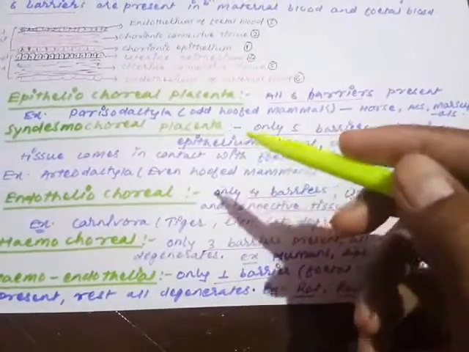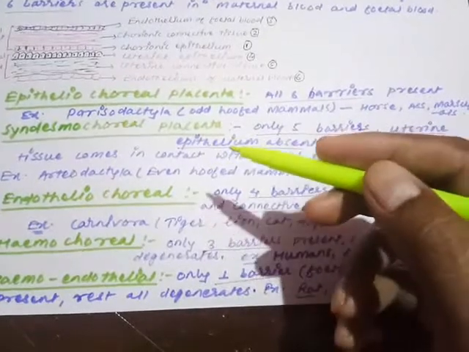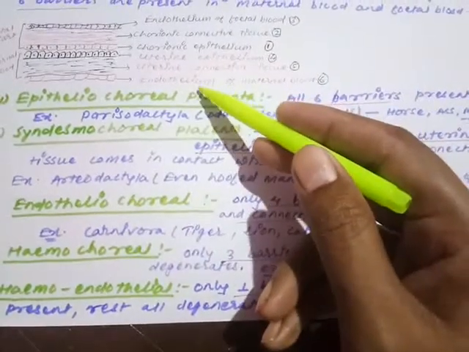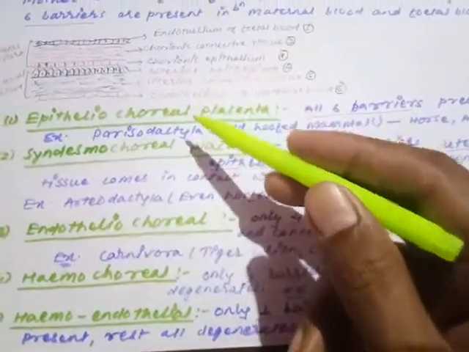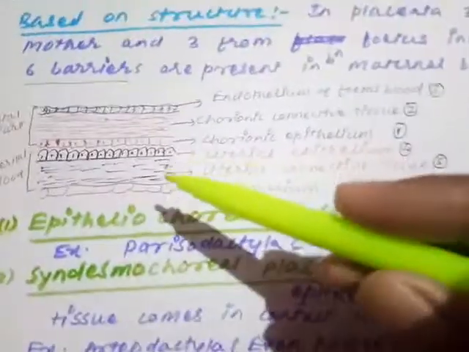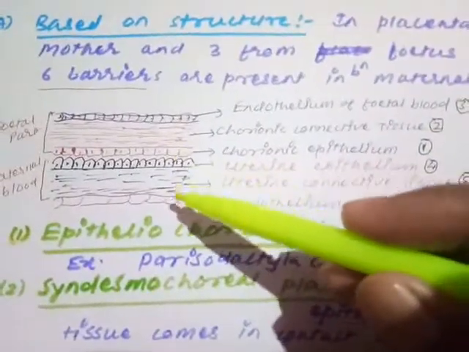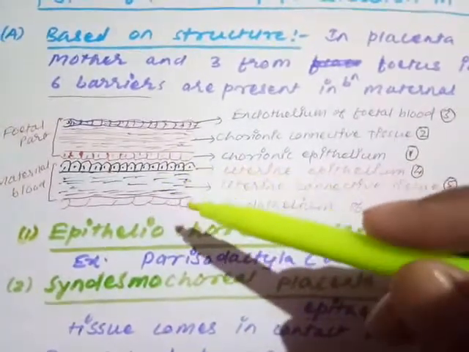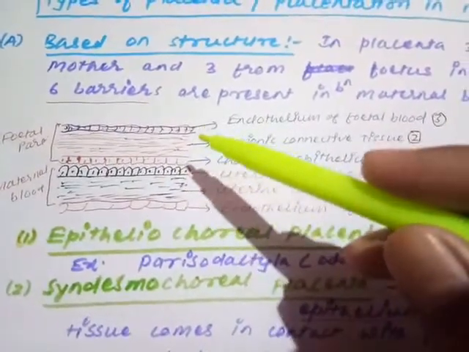तो अब बचा क्या? Endothelium of the maternal blood vessel, and that is going to come directly in contact with the chorionic epithelium. That is why this is called what? Endothelio. Endothelium means what? Endothelium of the maternal blood. Chorial means chorionic epithelium. So here these two are going to degenerate, so this layer will come closer to the chorionic epithelium. So only 4 barriers are there: 1, 2, 3 and 4.